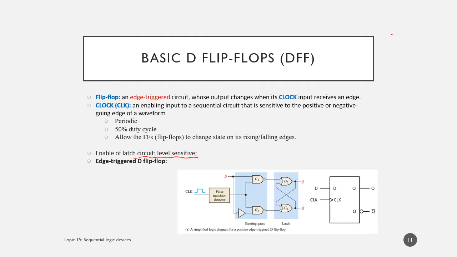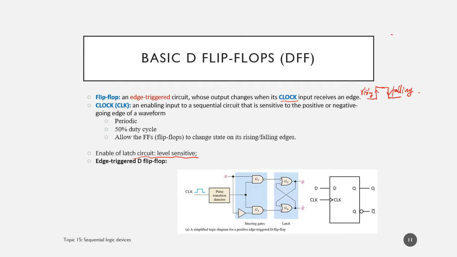But edge triggered means the output can only change when it detects a certain edge, and the edge is where the signal level changes. For example, if we have the clock input in the flip-flop, when it changes from 0 to 1, there will be an edge, and you will call this a rising edge or positive edge. When you change from 1 back to 0, we have a falling edge or negative edge. So that's the meaning of edge.